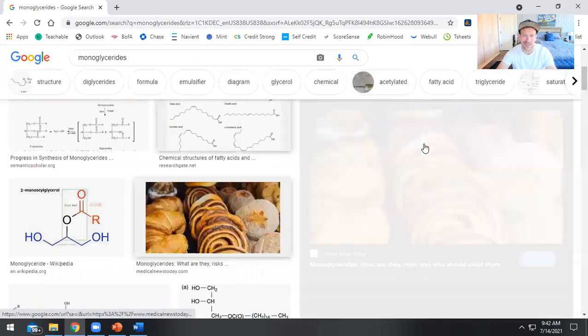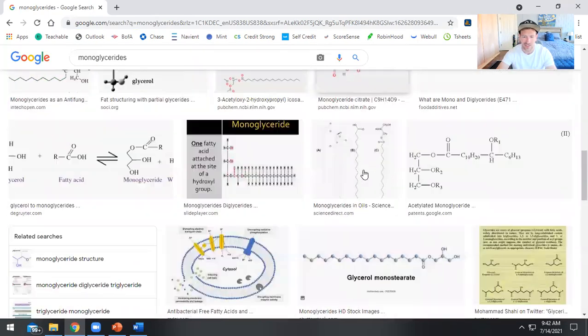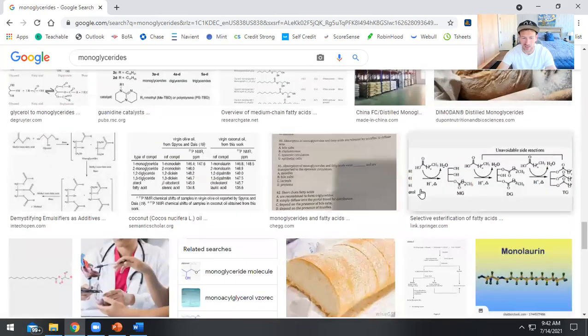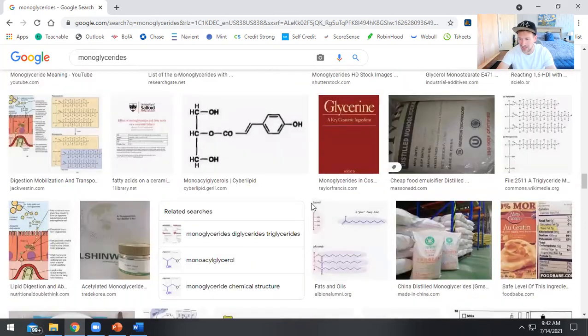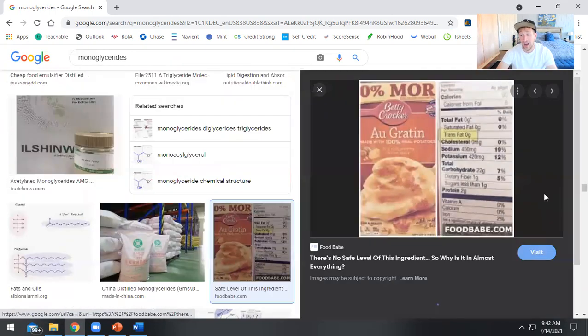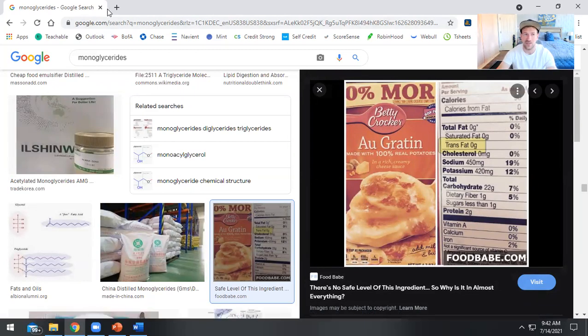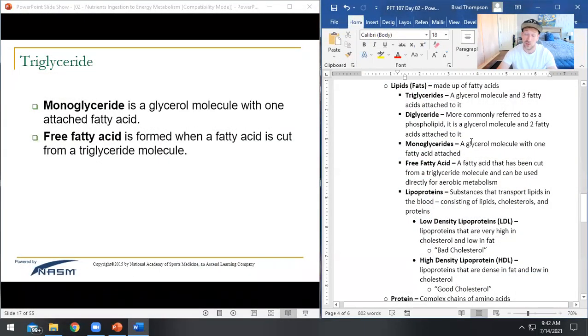Yeah, you'll find it in baked goods, butter alternatives, trans fats, peanut butter, things like that. Yeah, there we go. They'll often put a lot of monoglycerides in heavily processed foods. They're really great at extending the shelf life of something because bacteria does not eat monoglycerides very well. So it's pretty good to use as a preservative, but it's not exactly good for our body.